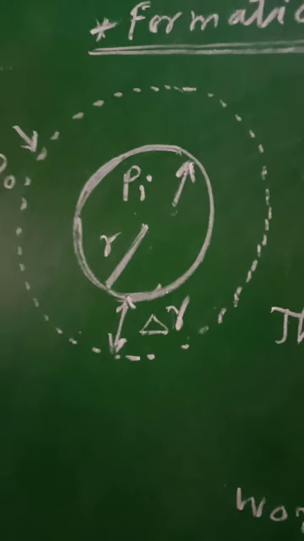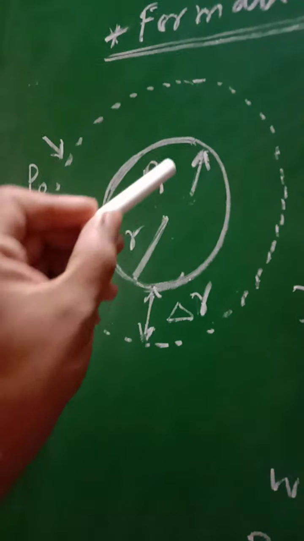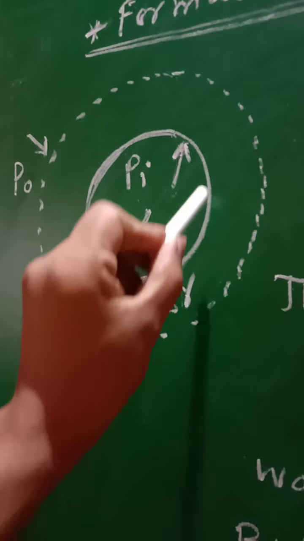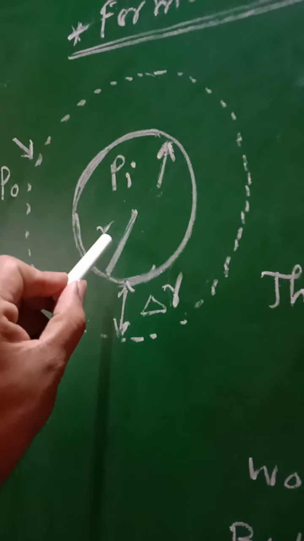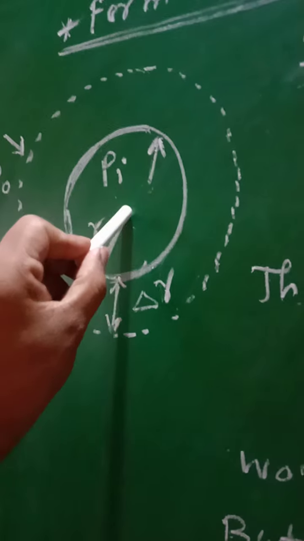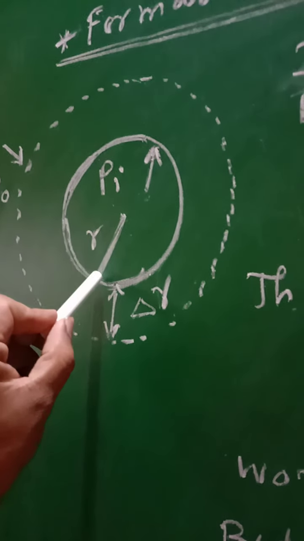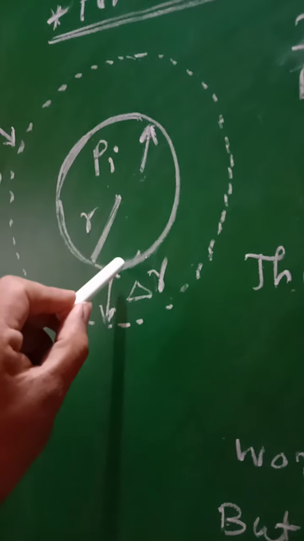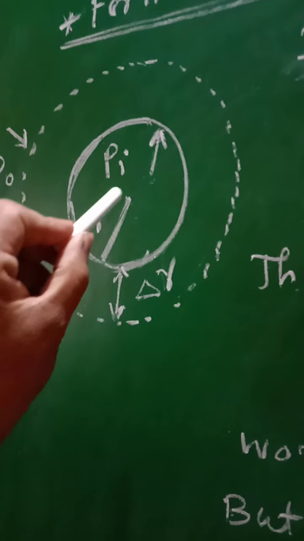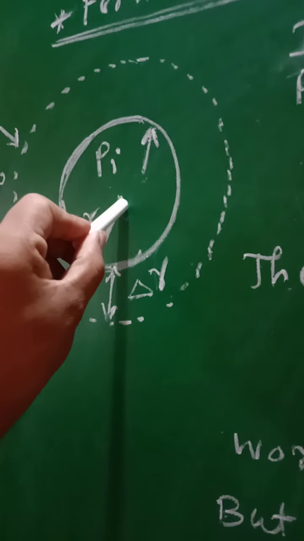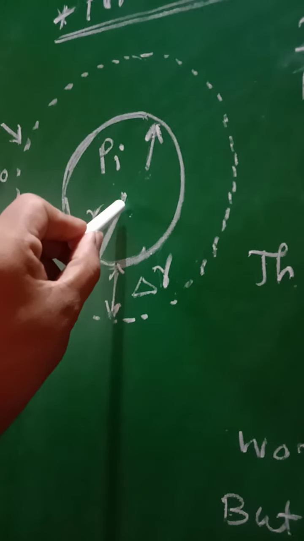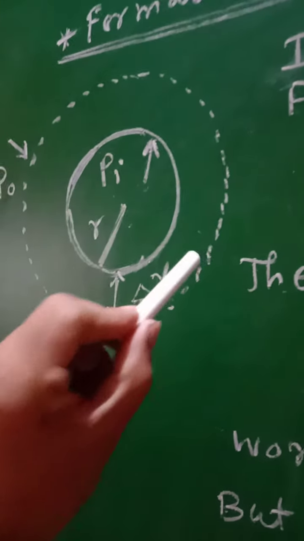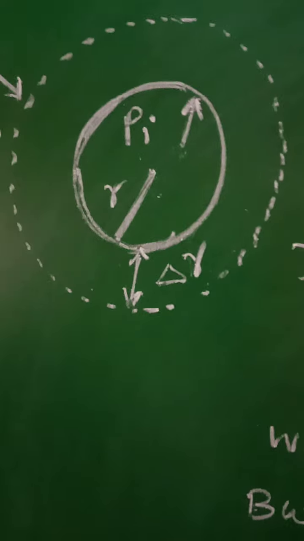In order to obtain the expression for this excess pressure, let us consider a drop of liquid. Initially that drop has radius equal to r. Then after formation of the drop, when it is in equilibrium position, its radius will be r plus delta r. So the inner sphere represents the initial position of the drop during its formation, and the outer sphere represents the drop when it is in equilibrium, that is the final position of the drop.